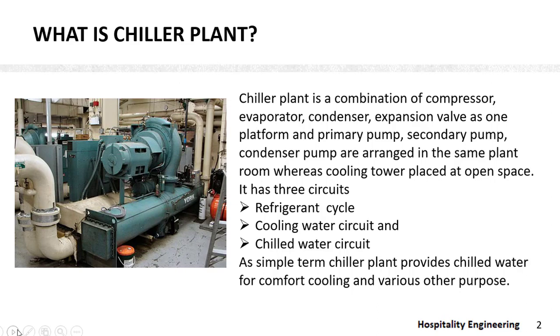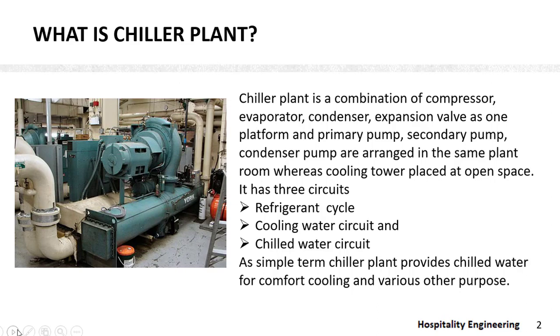All these equipments are arranged on one platform, and nearby the primary pump, secondary pump and condenser pump are arranged on a different platform and connected together through the pipeline. These setups are all arranged together in the plant room. If you want to say it simply, the chilled water plant produces chilled water for comfort cooling and for various other purposes.